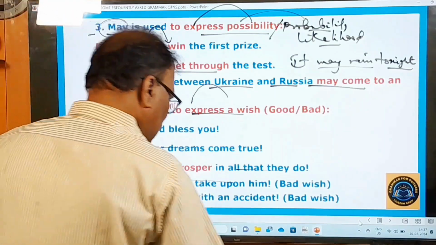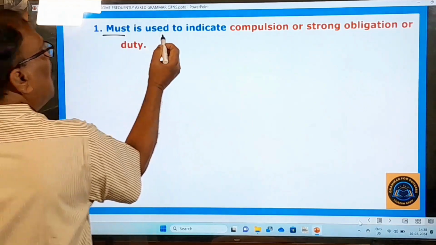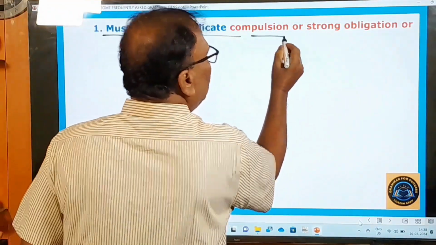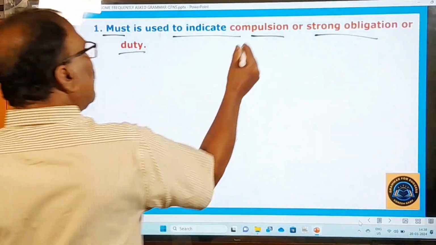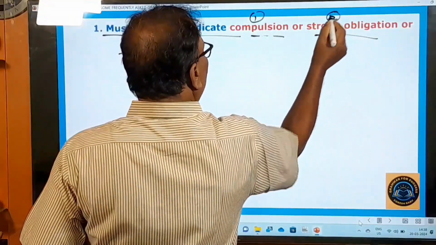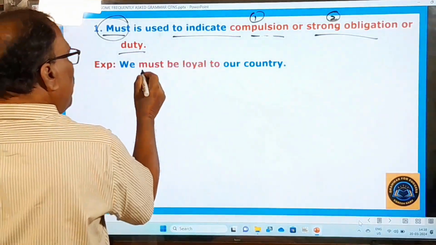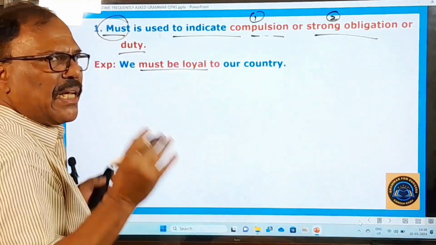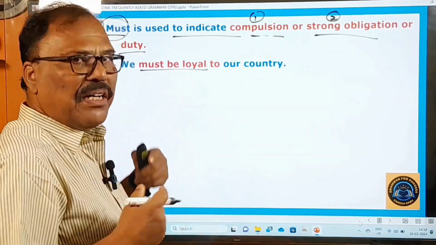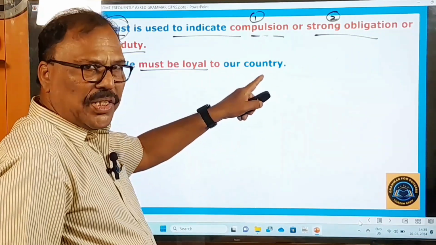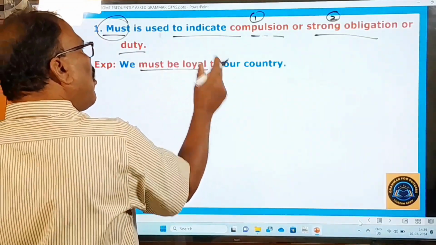Okay, now let us move on to learn other important things. Must is there. Must is used to indicate compulsion and strong obligation or duty. How? Let us take up some examples. We must be loyal to our country. It is a compulsory thing for us to be loyal to our country. That means it is our strong obligation. It's our duty to be loyal to our country.